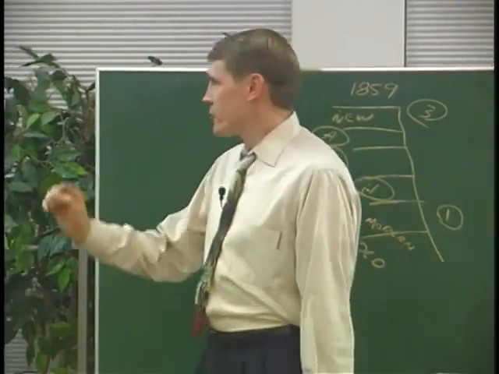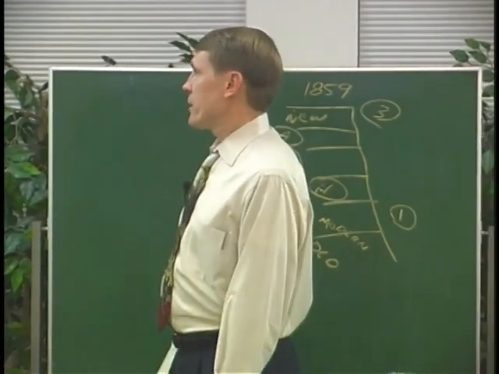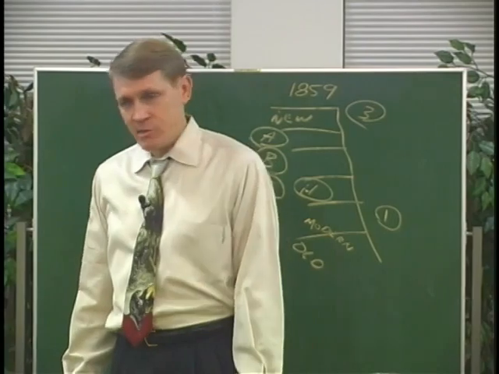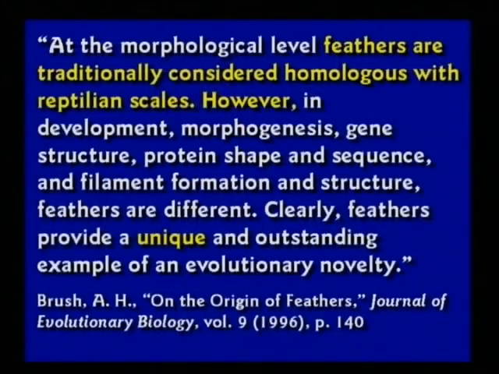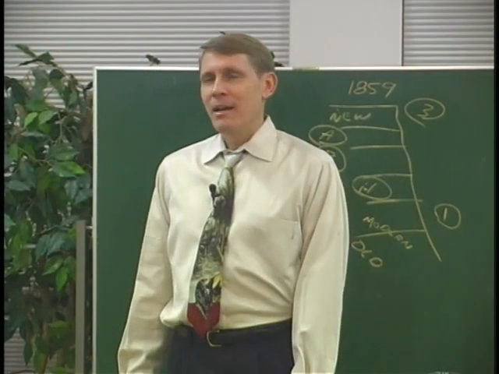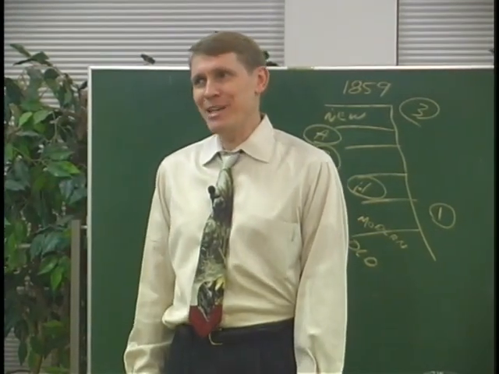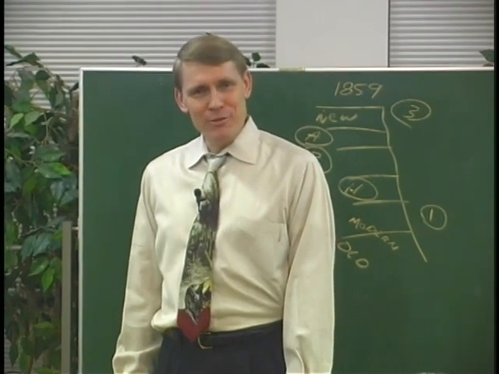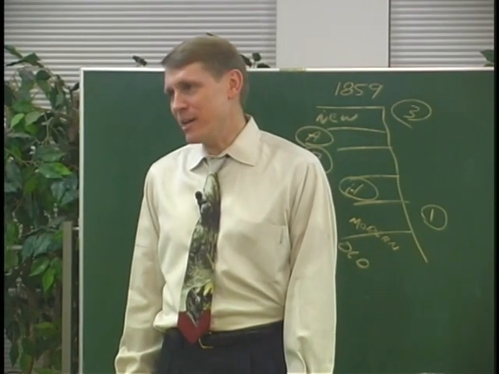At the morphological level, studying this thing scientifically, feathers are traditionally considered homologous with reptilian scales. However, in development, that means as they develop, the genes that code for the feather and the scale are coming from a different part. In morphogenesis, in gene structure, in protein shape and sequence, the filament formation and structure, feathers are different. They're different in every way from a scale. Clearly, feathers provide a unique and outstanding example of an evolutionary novelty. The guy gets a little bit of it, but he doesn't get it, does he? He still thinks it's evidence for evolution. But he says they couldn't come from scales, that's for sure.